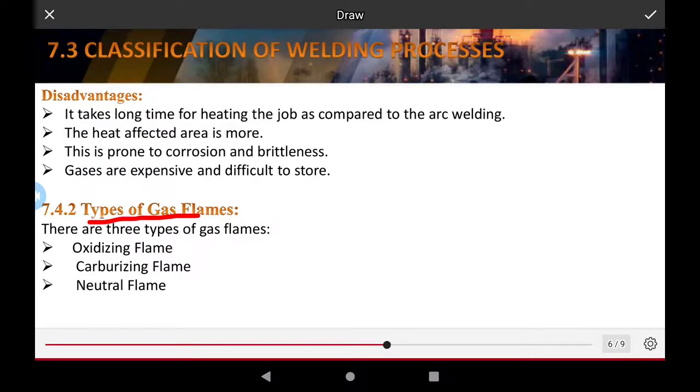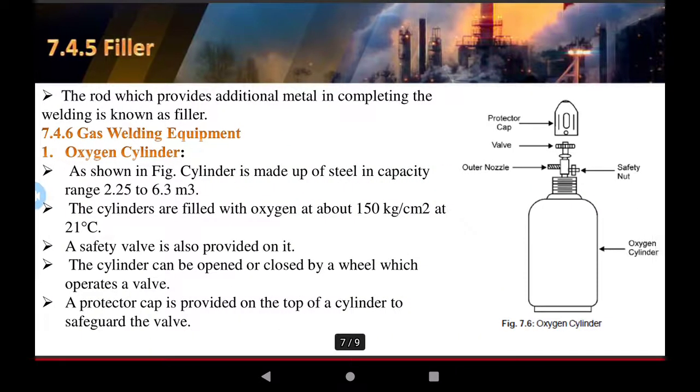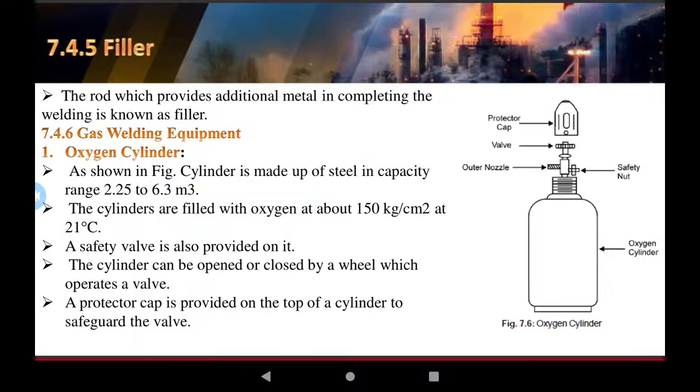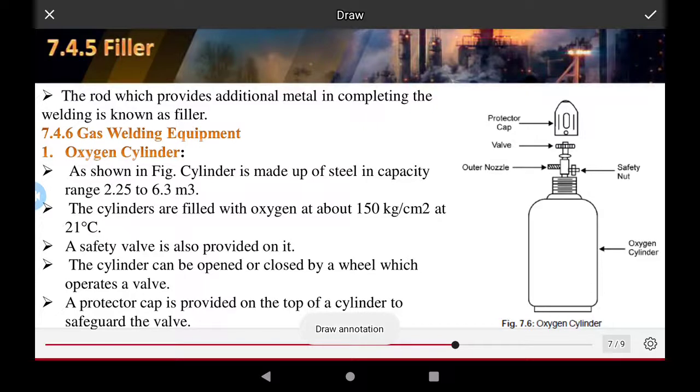Types of gas flame. There are three types of gas flame: the oxidizing flame, the carburizing flame, and the neutral flame. These flames are used in gas welding, and I will present them in detail in another video. Filler: the rod which provides additional metal to complete the weld is known as filler.